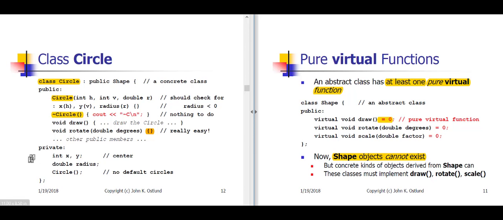Down in the private section, we need to have the data necessary to keep track of the state of the circle. Each circle object is going to have an XY center position as well as a radius. We're not going to allow default circles, and so we've declared the default circle constructor to be private.